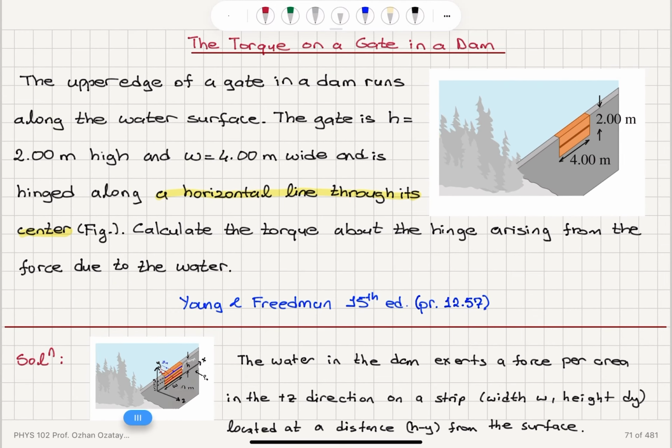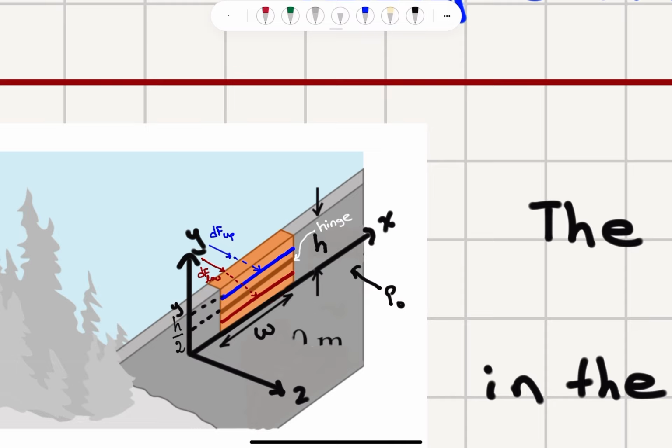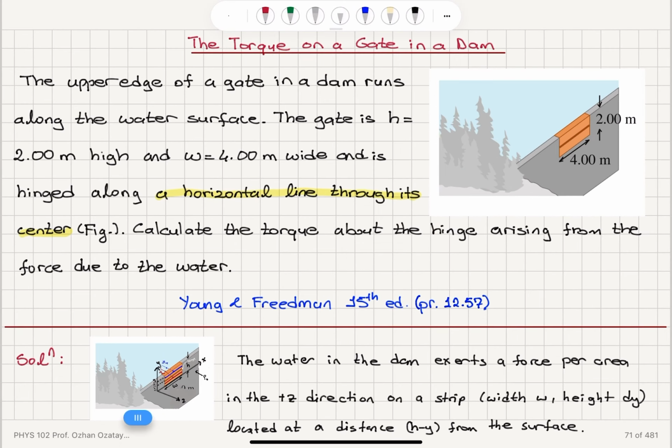So my observation is that the water in the dam exerts a force per area in the plus k hat direction on a strip with width w and height dy located at a distance h minus y from the surface. So y from the origin, h minus y from the surface. It has a height dy and there is a force dF applied on it.